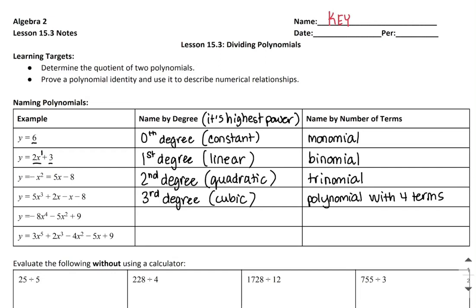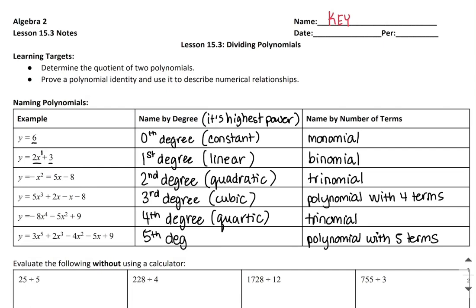For the next one, I have the highest power is 4. So I know this is 4th degree. And I call that a quartic function. And if I name it by the number of terms that it has, 3 terms, so I call it a trinomial. And then the last one there, it's 5 terms, so it's more than 4. I call it a polynomial with 5 terms. And if I name it by its degree, the highest degree that I see there is 5. So it's the 5th degree. It's a 5th degree function. And we call that a quintic function.